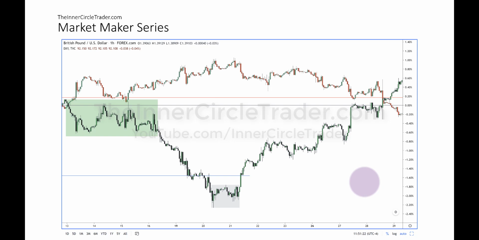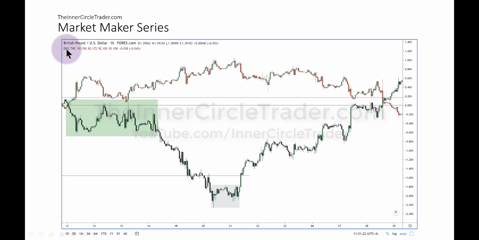Now, we're going to talk about SMT, Smart Money Tool or Smart Money Technique. When we are down below these relative equal lows on British pound, we're expecting price to accumulate those sell stops. But how do we know that that's really going on? How can we trust that? Well, bring in the dollar.